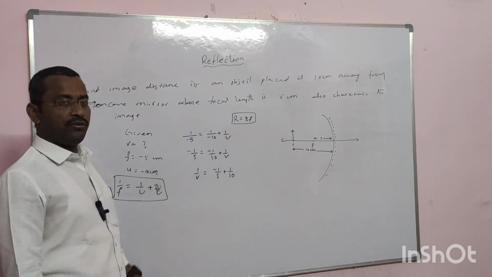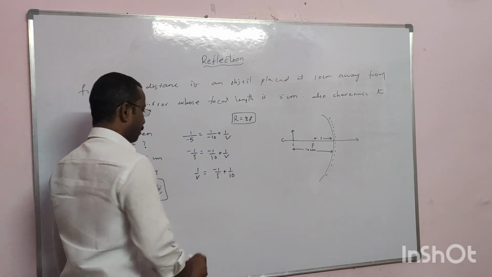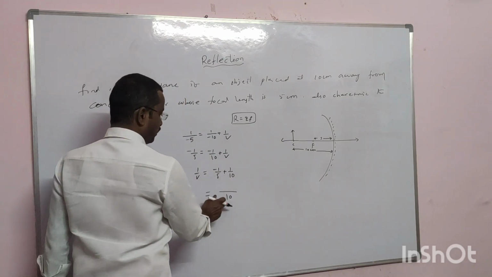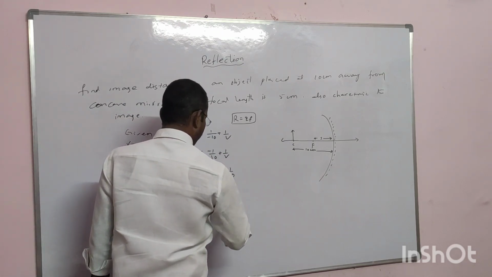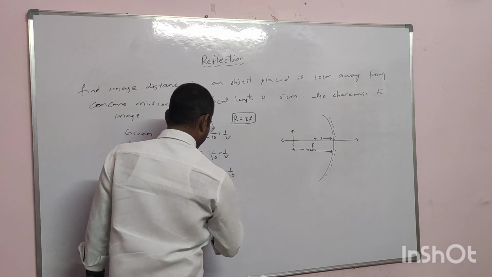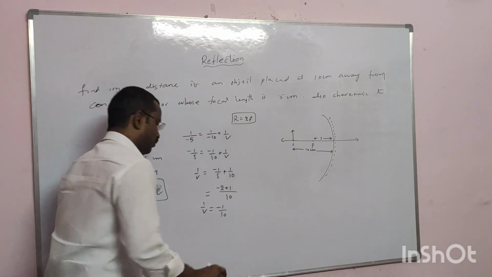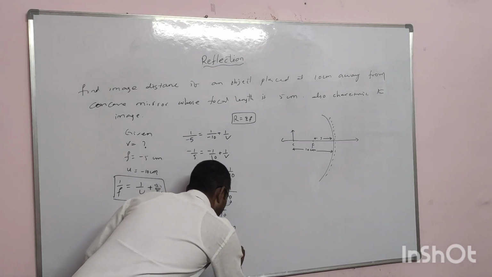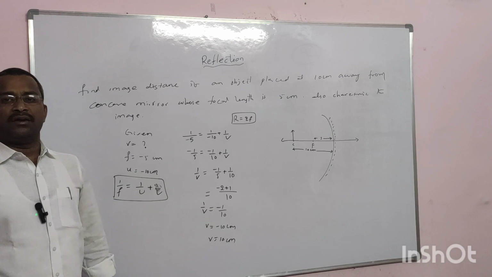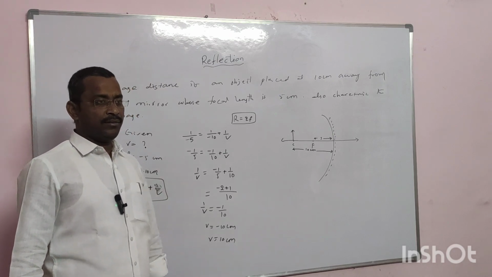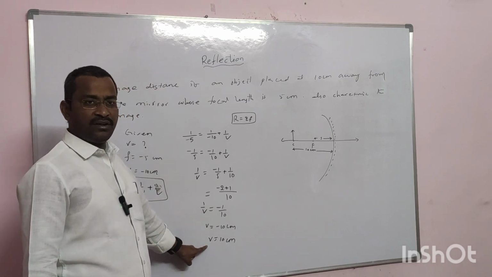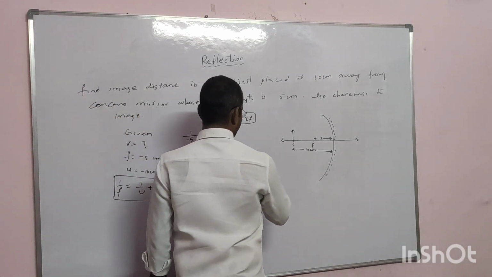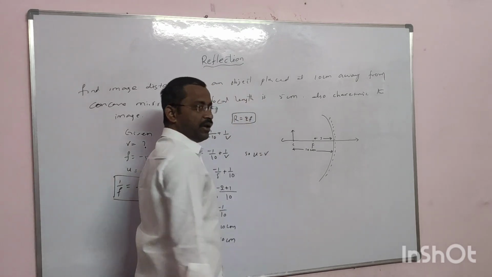Because of the minus 1/10, when it goes to the next side it becomes positive. What is your LCM? 10 is your LCM. 5 ones are 5, 5 twos are 10. So minus 2 plus 1. What did you get? Minus 1/10. So v is equal to minus 10 centimeters. The symbol indicates which type of mirror it is. So you have got the image distance as 10. So what will you write? u is equal to v.